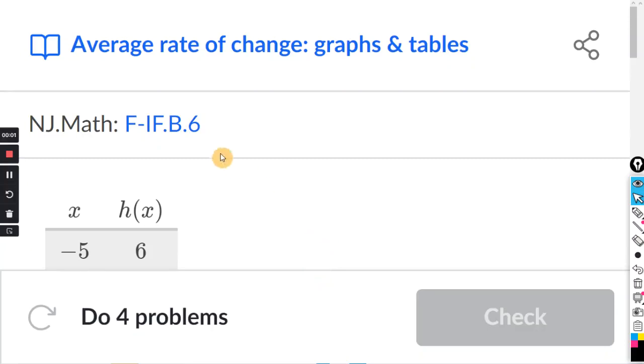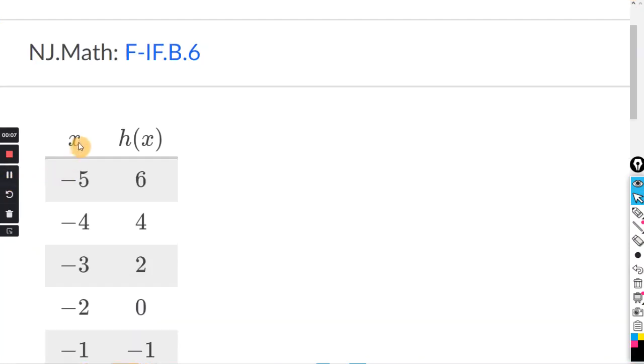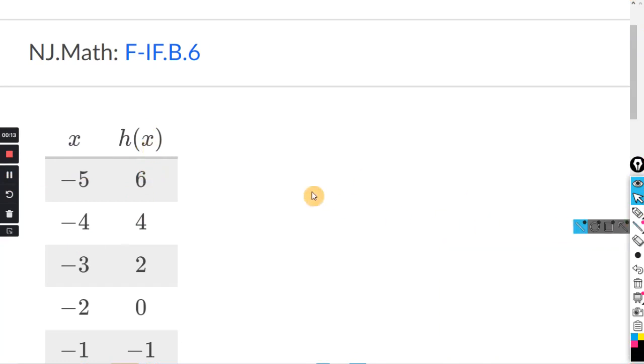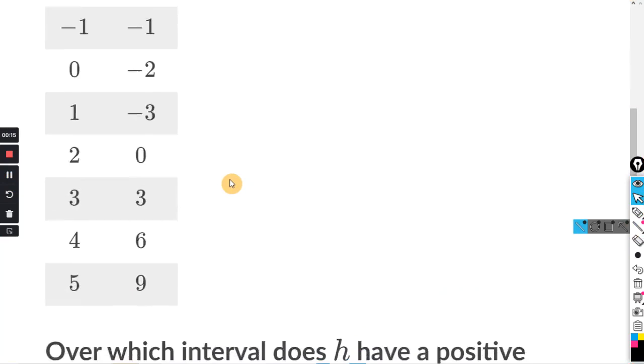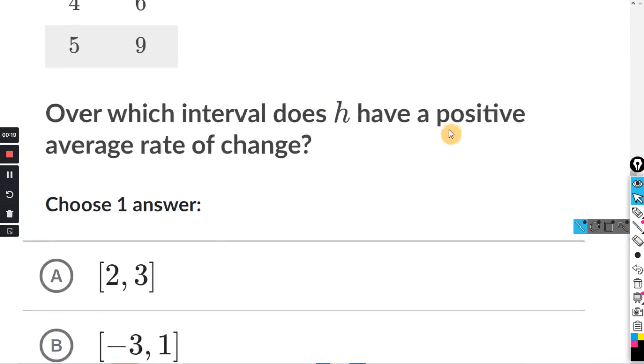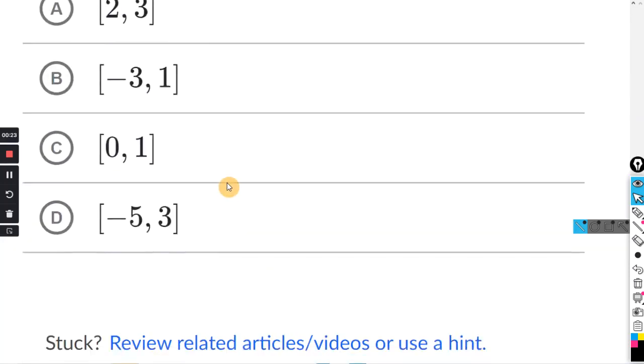This will be for the exercise on average rate of change, graphs, and tables. All right, so here we have a table with X values, and these right here are the Y values. They want us to state over which interval H has a positive average rate of change.